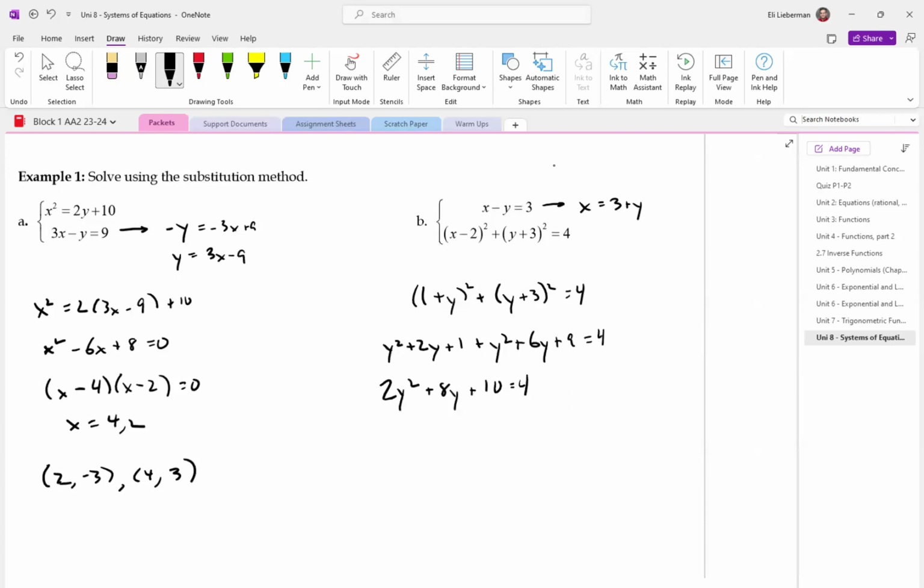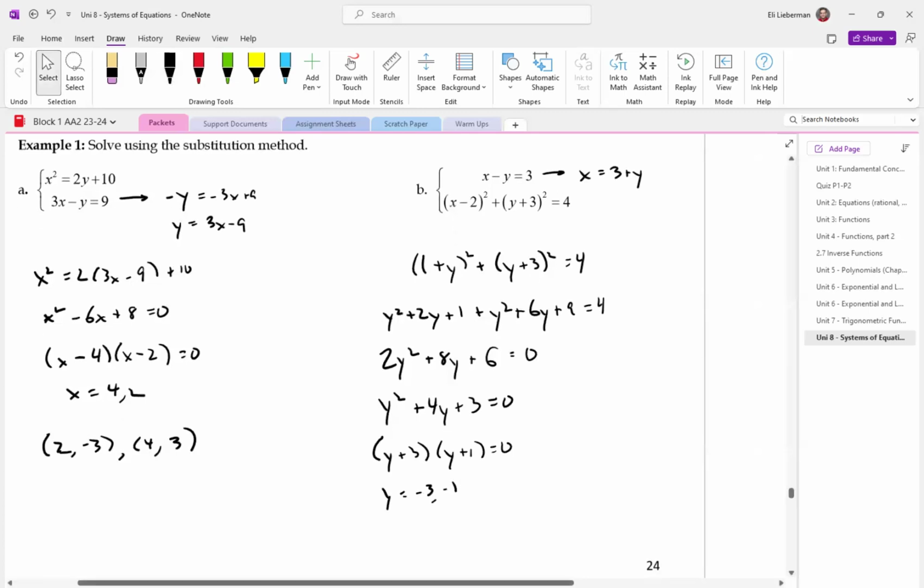And then you subtract the 4, so it's 2y squared plus 8y plus 6. And then you can divide by 2. So it's y squared plus 4y plus 3. Thank you for dividing by 2. It makes it so much simpler. And then the two equations, y plus 3 and y plus 1. So you factored it. Good. Y could either be negative 3 or negative 1. And I tested, I don't think negative 3 works, but I think negative 1 might be the answer.